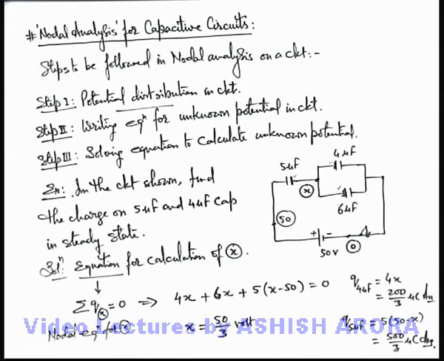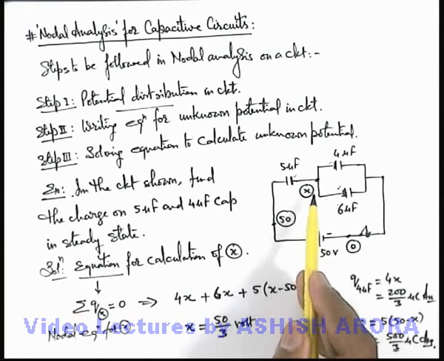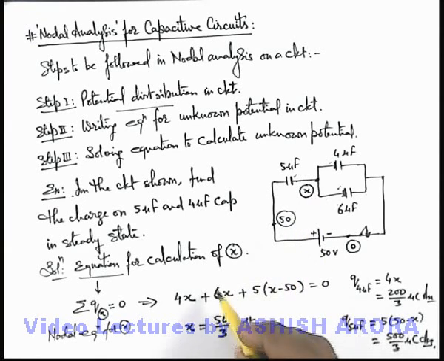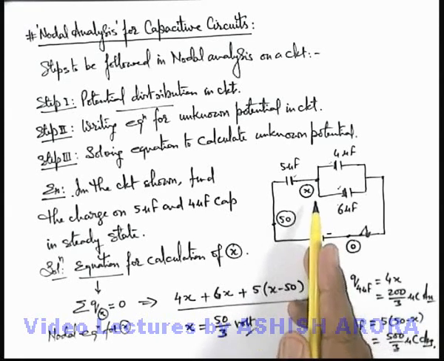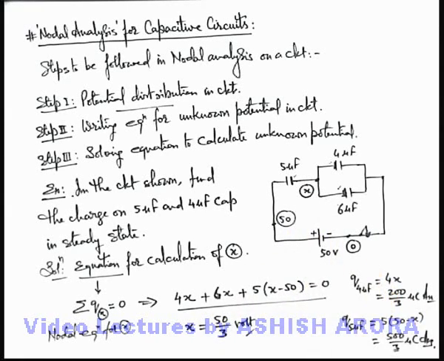So you can see, by using nodal analysis, you can find the unknown potentials of the circuit. Here we have taken x and calculated its value by using an equation which says the sum of charges connected to the node should be equal to 0. Simplifying it, we get the value of the potential, and once you get the potential, you can easily find all the parameters of the circuit.